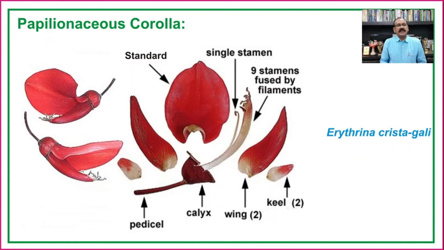This is separately taken for the UG students, because most of the time there is a question on the papilionaceous type of the corolla. If you see the papilionaceous type of the corolla, which is the characteristic feature of the family Papilionaceae, that is one of the legume families. So in this, the outermost one is known as standard, and this standard is also known as vexillum.